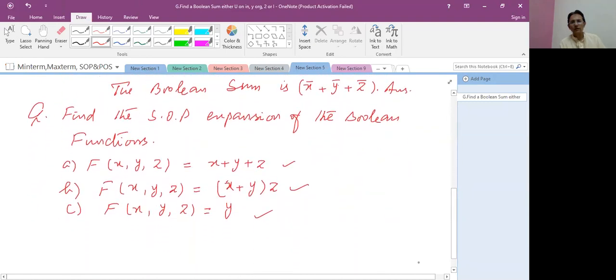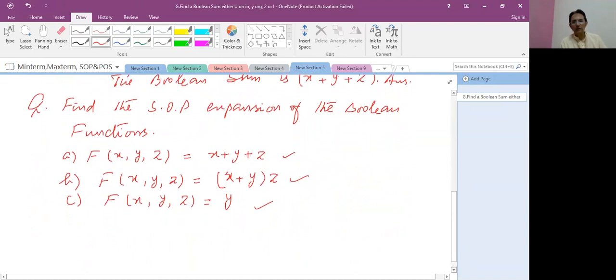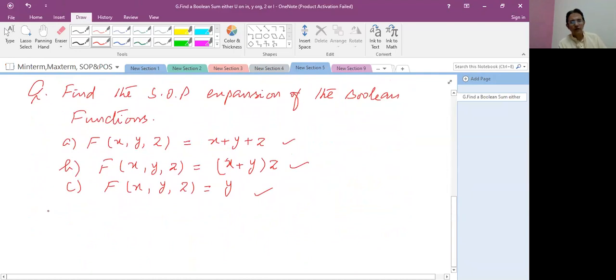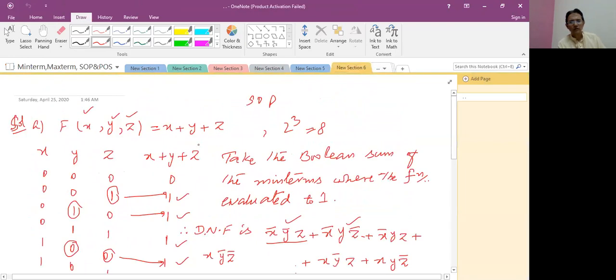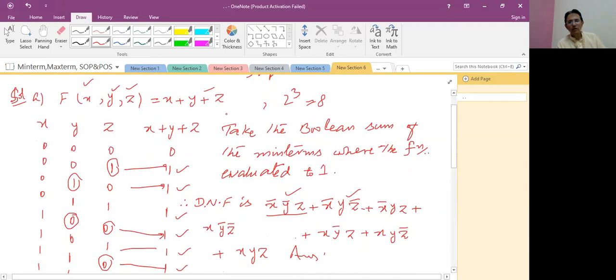Now the next application is, if you learn about the Boolean sum, how can we find it? Find the SOP expansion of the Boolean function. In the first part of the question, the function given is x plus y plus z, in part A. The rule to follow when we find the solution is: take the Boolean sum of the min terms where the function evaluates to 1.